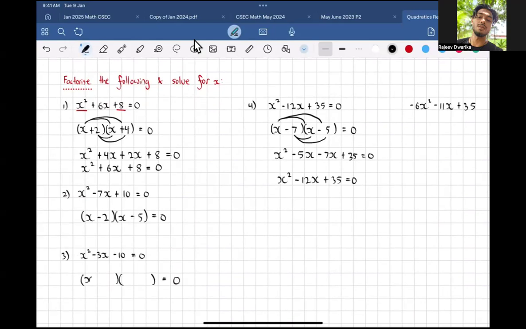To get x squared is x by x. To get -10, how could you multiply to get -10? 5 by 2. I could say 5 by 2. 5 by 2 is positive 10. How do you get -10?